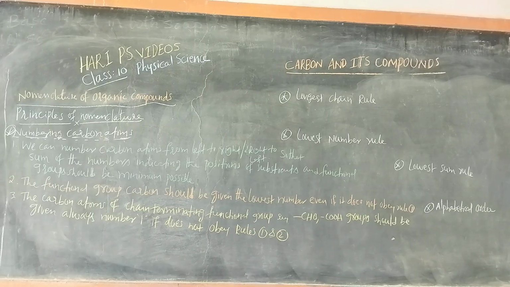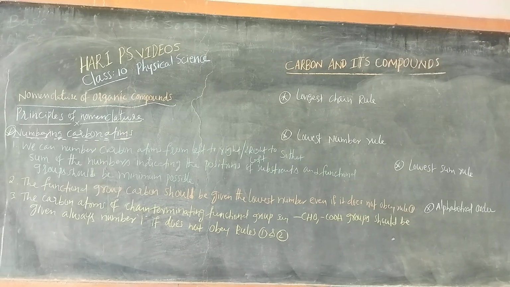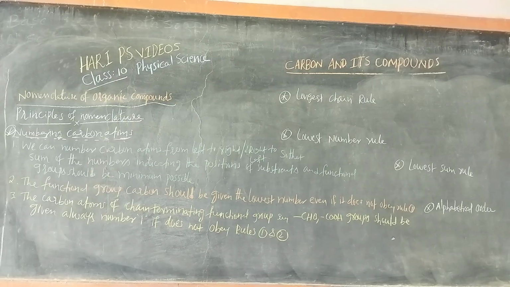So there are six principles for nomenclature. The first one is numbering carbon atoms. How do we give numbers to the carbon atoms? 1, 2, 3, 4, 5 like that. The first point we have to see: we can number the carbon atoms from left to right or right to left. That means we can count the carbon atoms in the compound from left to right and right to left.